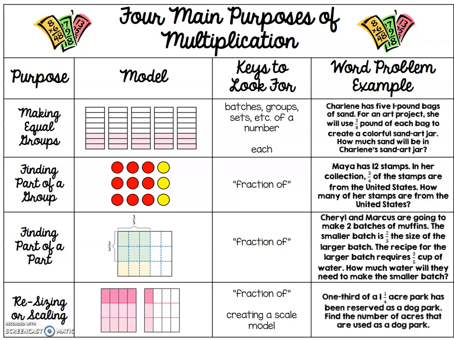So for example, 1/3 of a 1 1/4 acre park has been reserved as a dog park. Find the number of acres that are used as a dog park. So this is a resizing question because I see that fraction of combination, 1/3 of is right here. And I know that I'm taking a 1 1/4 acre park and I'm only using a small part of it. These resizing questions are also questions that you could consider finding a part of a group or finding a part of a part. So those are four reasons we're going to need to multiply this year.